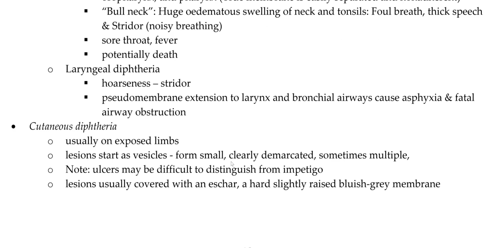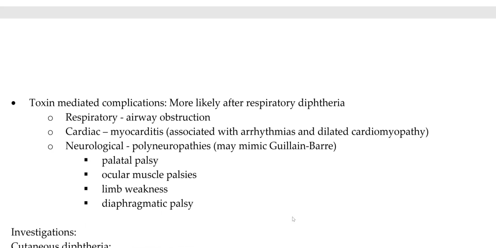Then cutaneous diphtheria, that is the second presentation, and it is usually on exposed parts of the body, usually the limbs. And as I already told you, lesions start as vesicles and form a clearly demarcated area of lesion. Sometimes single, sometimes multiple lesions are seen. The ulcers may be very difficult to distinguish from impetigo. Lesions are usually covered with eschar, and a hard, slightly raised bluish gray membrane is also seen. So that is cutaneous diphtheria.